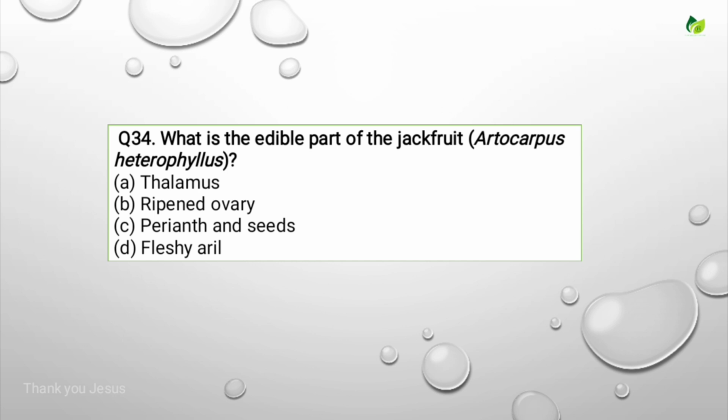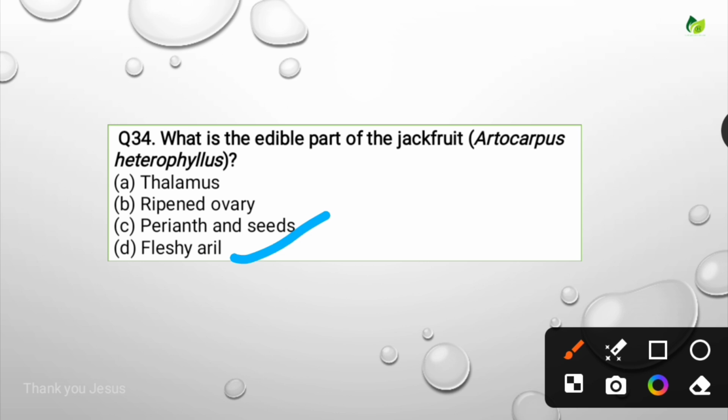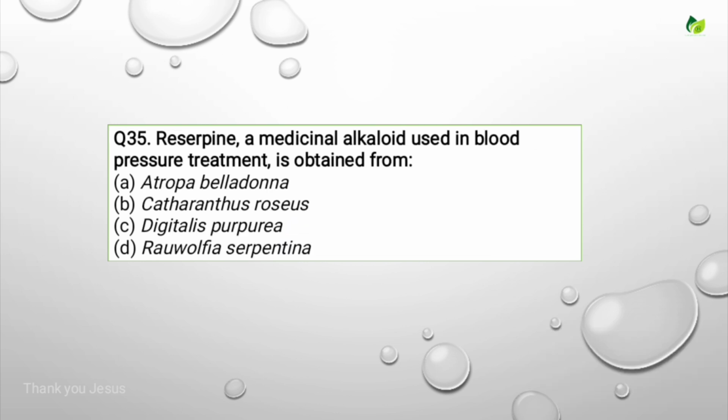Artocarpus heterophyllus. Options are thalamus, ripened ovary, perianth seeds, fleshy aril. For this, the correct answer is fleshy aril, which is the edible part of jackfruit. Okay, so let's see the next question.